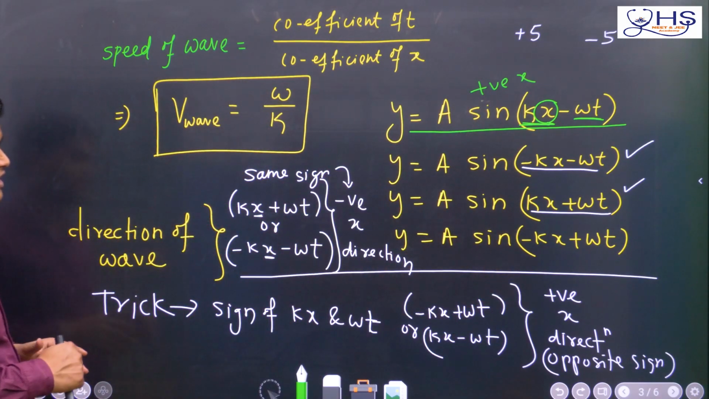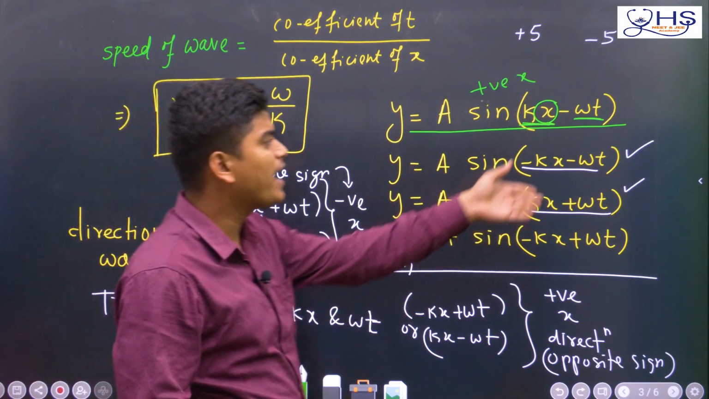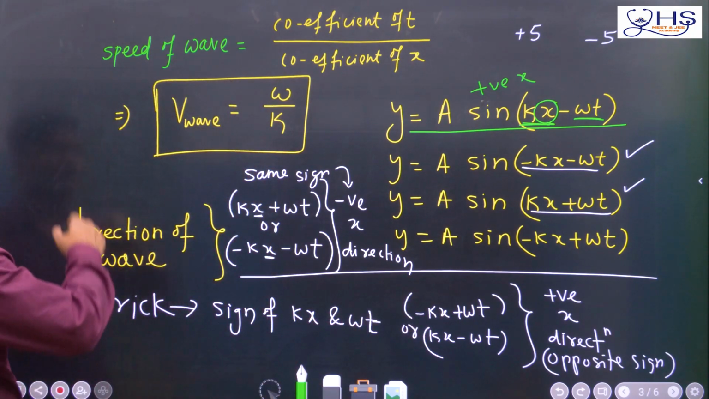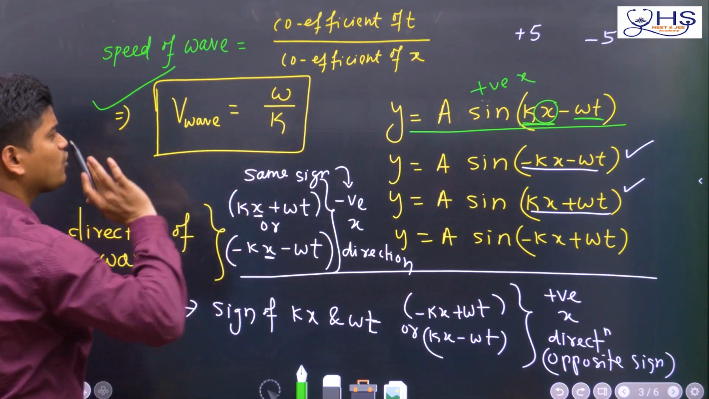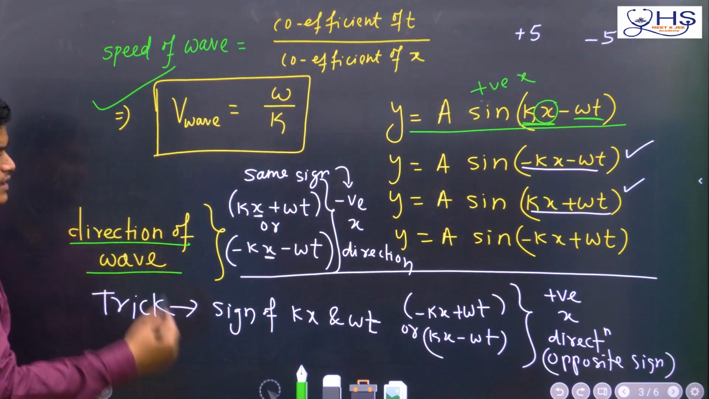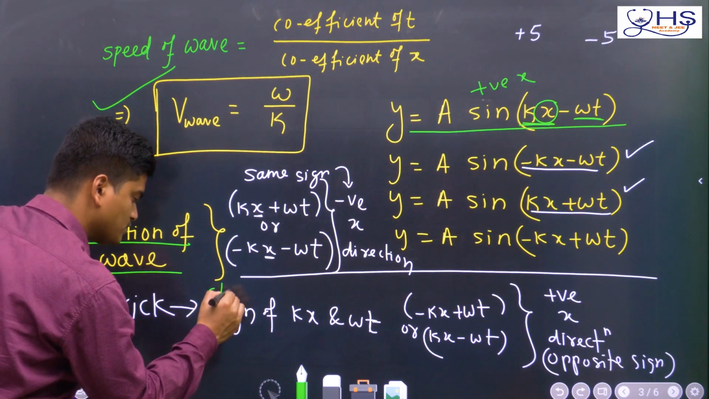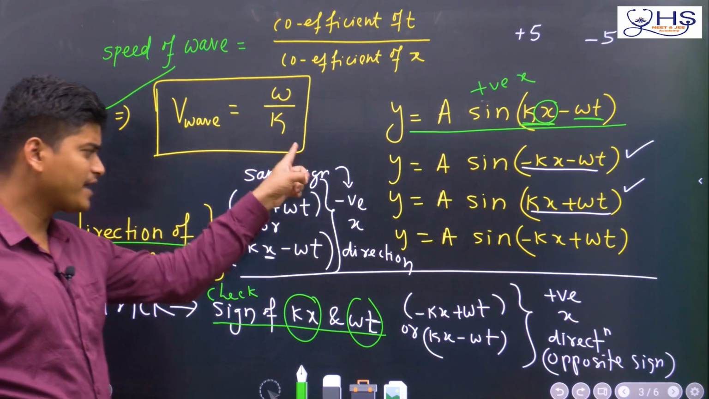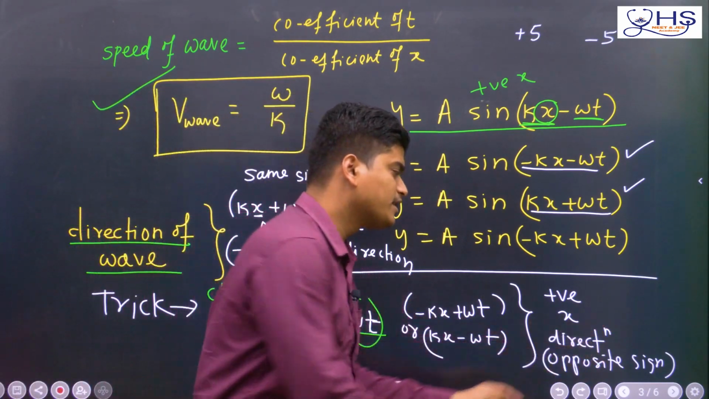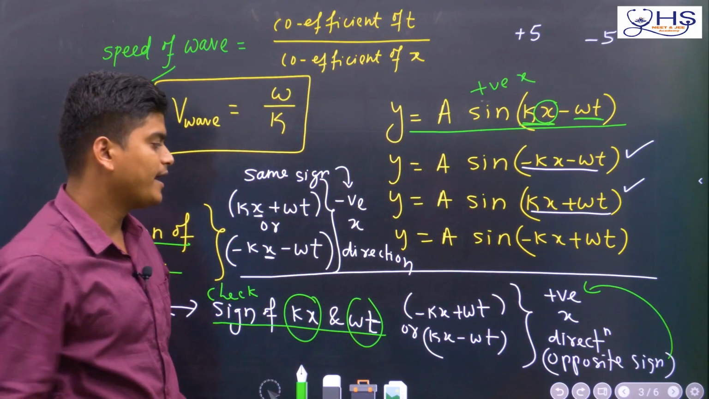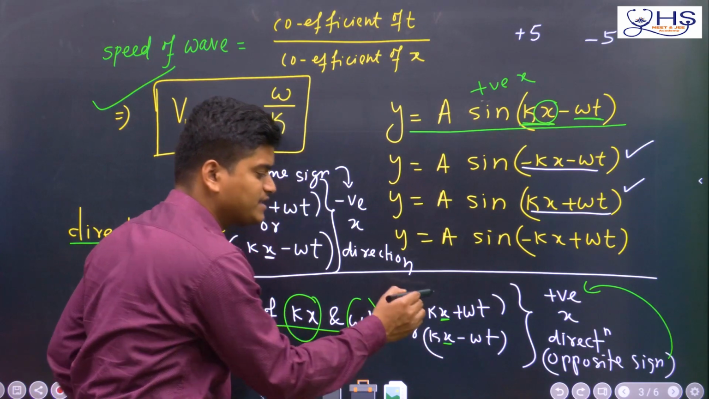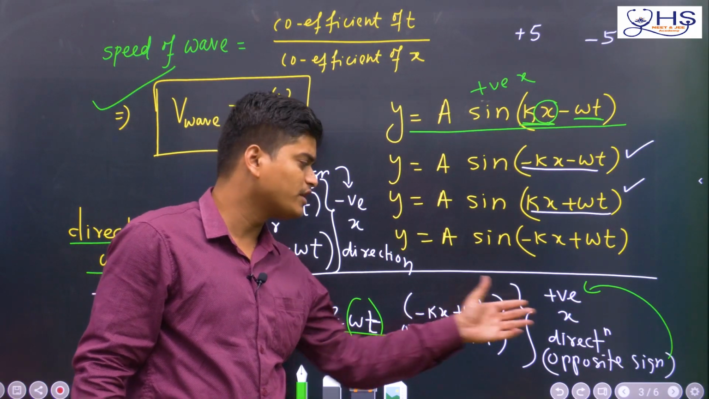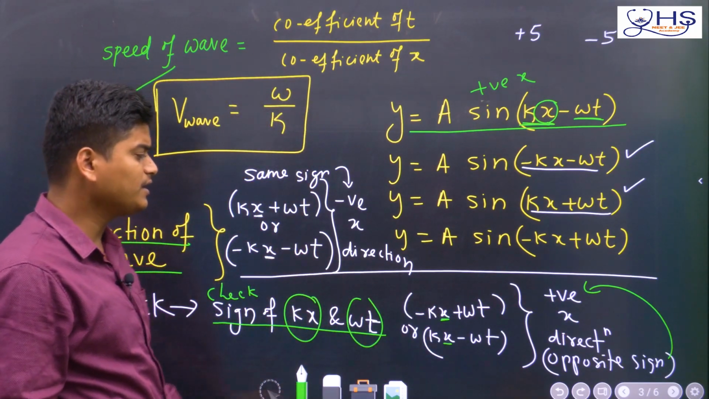So now you are basically understanding this much. And here I have not included a phi, because I have taken phi as 0. My initial phase is equal to 0. When you want to find the speed of the wave, it is the coefficient of t by the coefficient of x. If you want to find the direction of the wave, you have to check the sign of kx and omega t. If the same sign, negative x direction. If opposite sign, then it is going in positive x direction. And we tell x because the coefficient of x is there. If y is there, then you can tell it is the y direction. But x is there, that's why I am telling x.